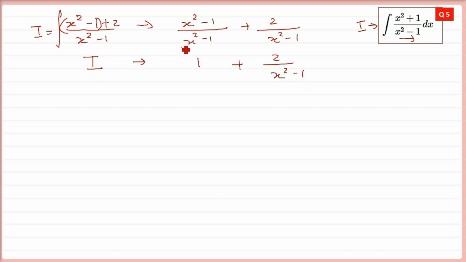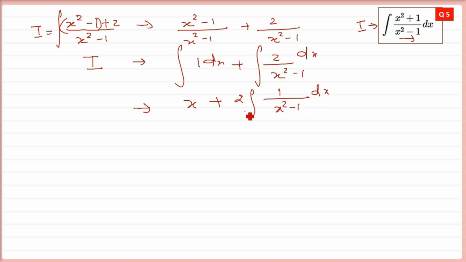So the integration will be something like this: integration of 1 dx and integration of 2 divided by x square minus 1. Integration of 1 dx is x. The 2 you can take outside, integration of 1 by x square minus 1 dx. Now from here, let me call it I1 and we'll do it separately.